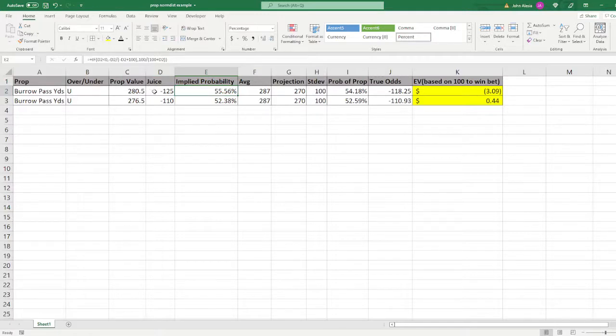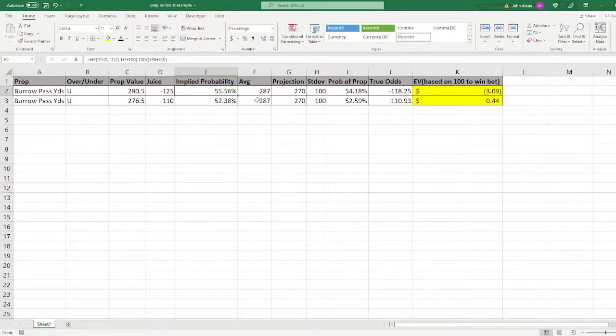So your implied probability on a negative number is going to be the absolute value of that number divided by 100 plus the absolute value of that number. So essentially you're going to get 125 divided by 100 plus 125. So 125 divided by 225, you get 55.56% implied probability.